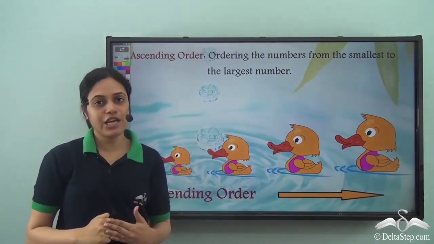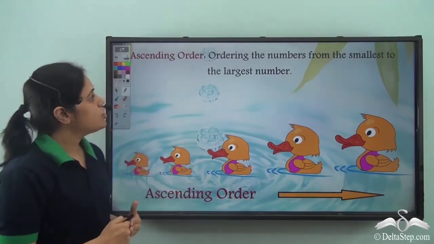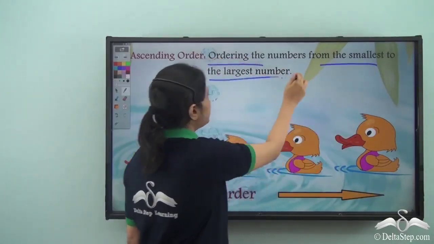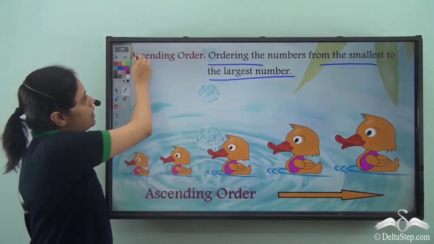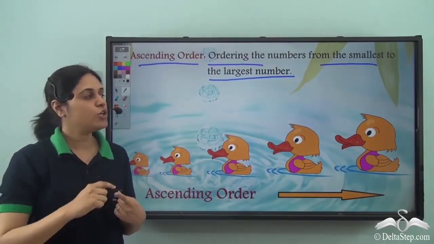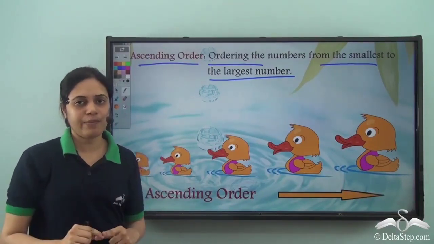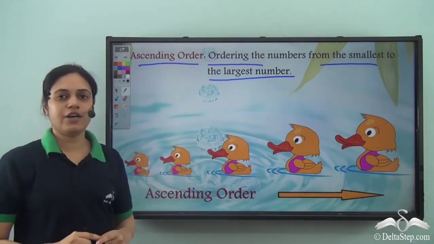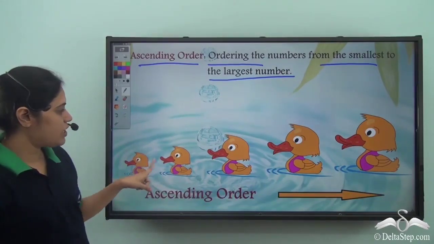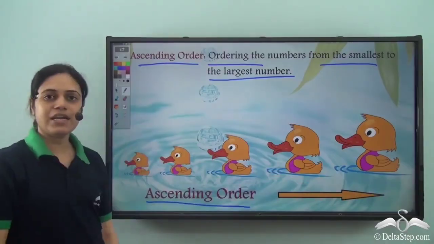Similarly, you can arrange the numbers in increasing and decreasing orders. So, when you order the numbers from the smallest to the largest number, it is called ascending order. So, write from the smallest to the largest number. So, we see these ducks arranged from the smallest to the biggest. This is the ascending order.